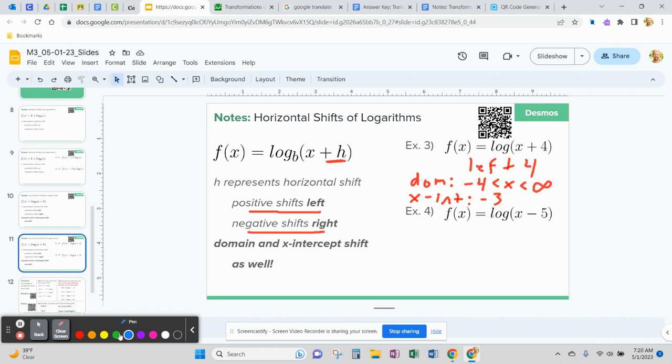Okay, let's try this one more time with example 4. We can tell from our formula here, f of x equals log of x minus 5, that we have a shift to the right because it's a negative. We're going to shift right.